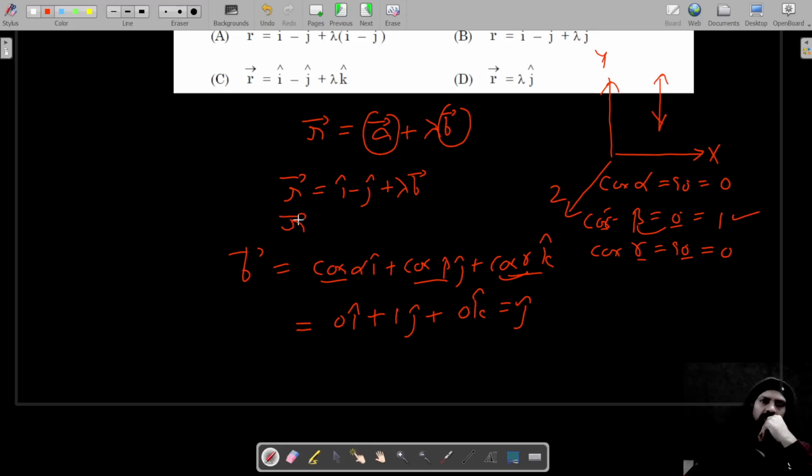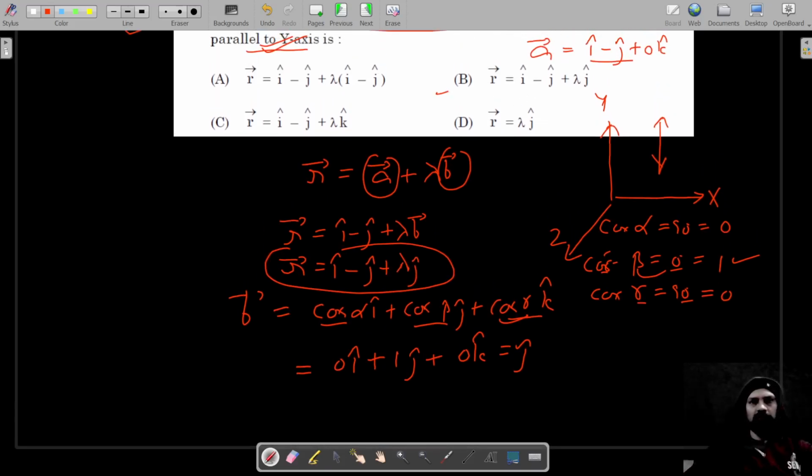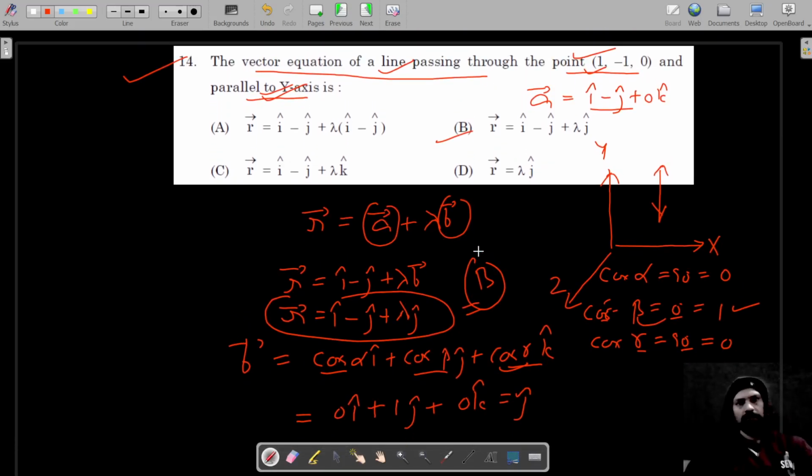So our required equation of the line is i cap minus j cap plus lambda into j cap, and this is option B. So B is the correct one for this question number 14.